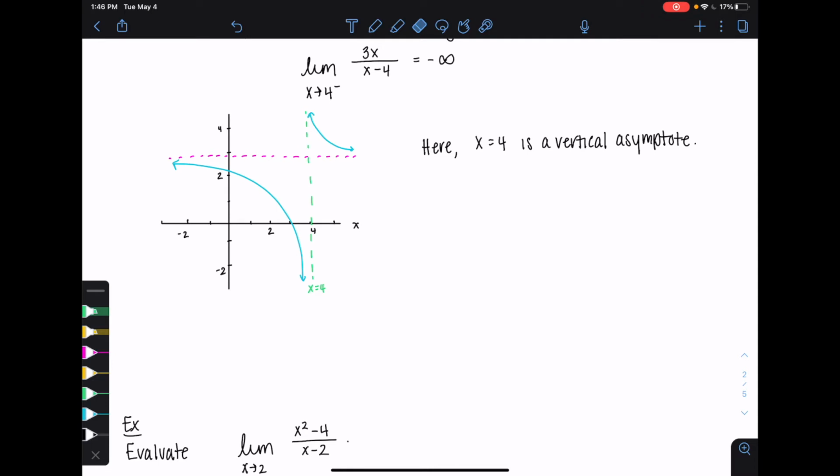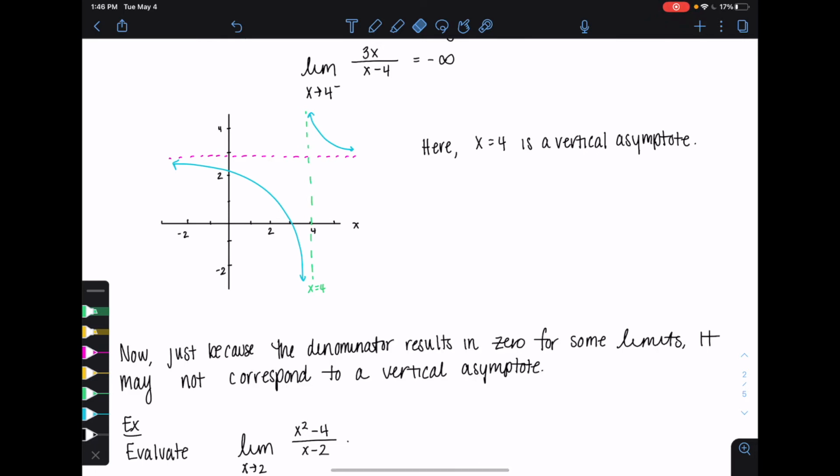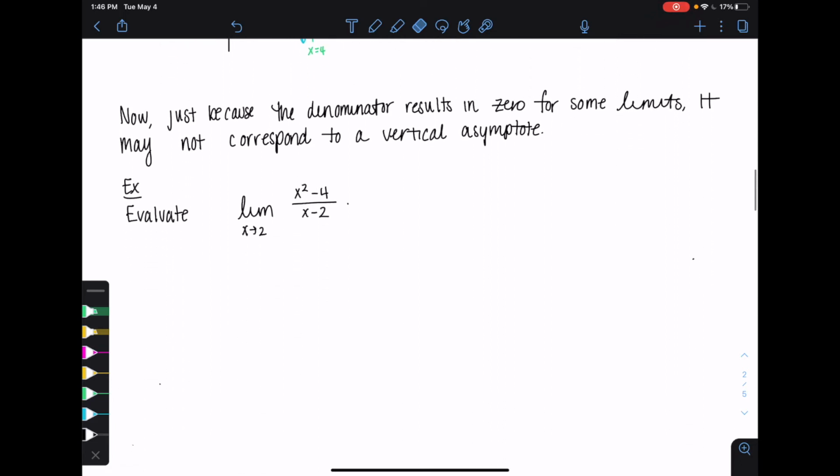Now, what you learned in pre-calc was you found possible vertical asymptotes by seeing where the denominator is equal to 0. But just because the denominator is 0, you may not have a vertical asymptote. It may have been a hole in the graph. So we're going to look at an example of that.